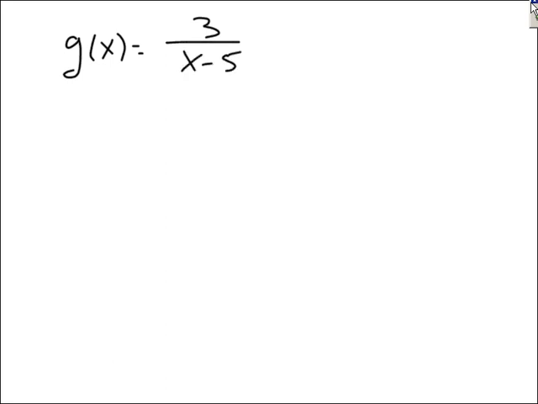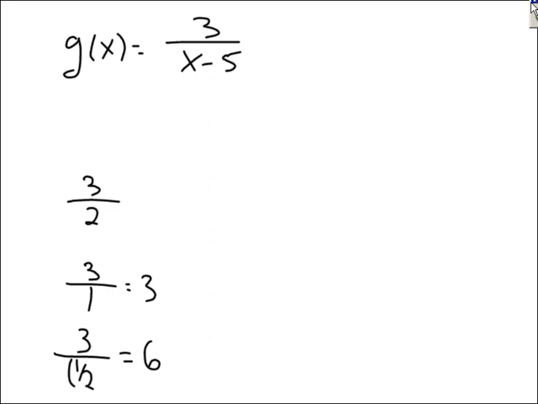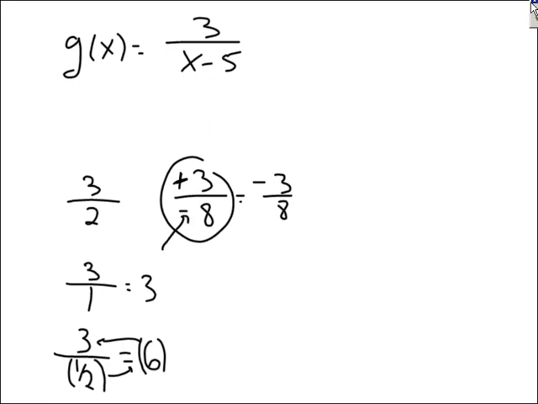Now, you can divide 3 by any number. You can divide 3 by 2, you get 3 over 2. You can divide 3 by 1, and you get 3. Trust me on this, you can divide 3 by a half, and you get 6 back. After all, half of 6 is 3. You can divide 3 by negative 8. Top is positive, the bottom is negative. Positive over negative is negative 3 over 8. Final answers should not have a negative on the bottom.